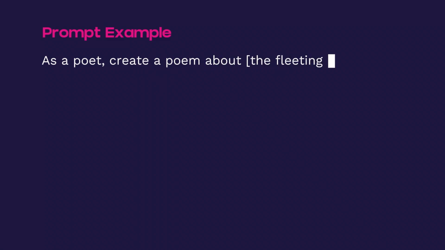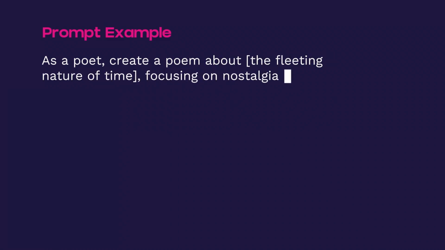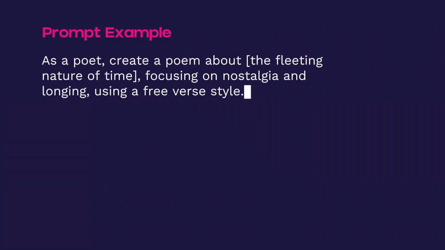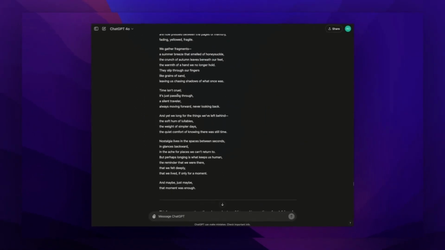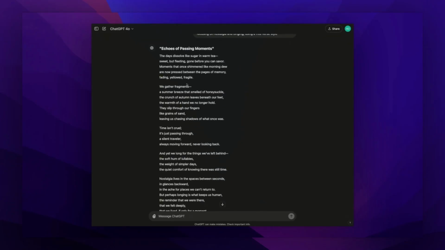Then taking it a little bit more creative, you can get ChatGPT to even generate creative, expressive poems on various themes or styles. So an example prompt here could be something like, as a poet, create a poem about the fleeting nature of time, focusing on nostalgia and longing using a free verse style. And so an example here could be something like this, where you see echoes of passing moments and you see some poems. Now, I wouldn't recommend just copying and pasting this. If you do want to make this something of your own, you can just leverage this as some supporting ideas or help or inspiration to get you started.